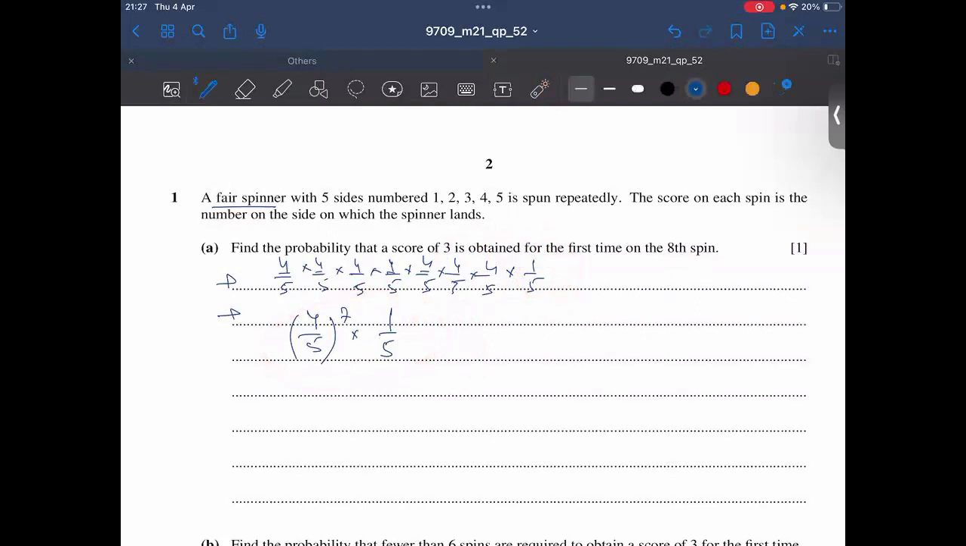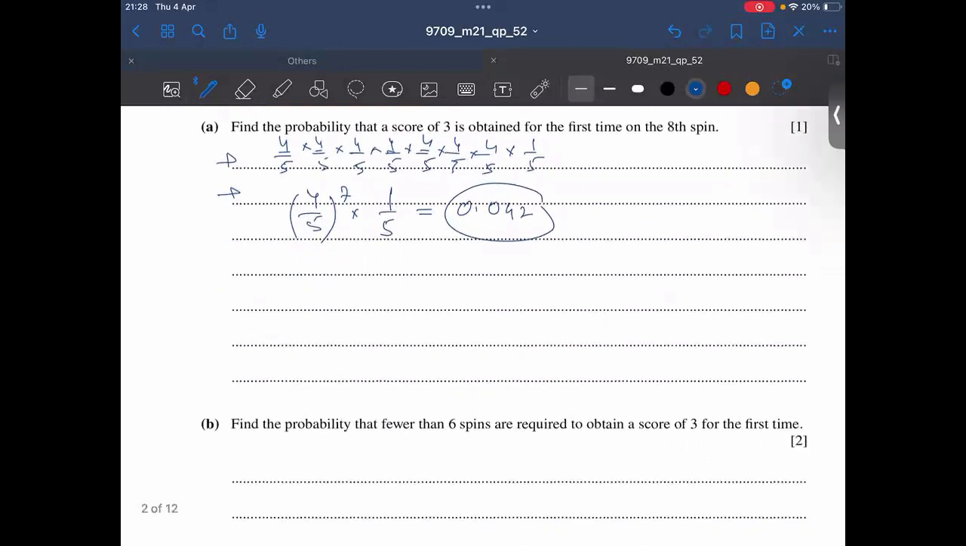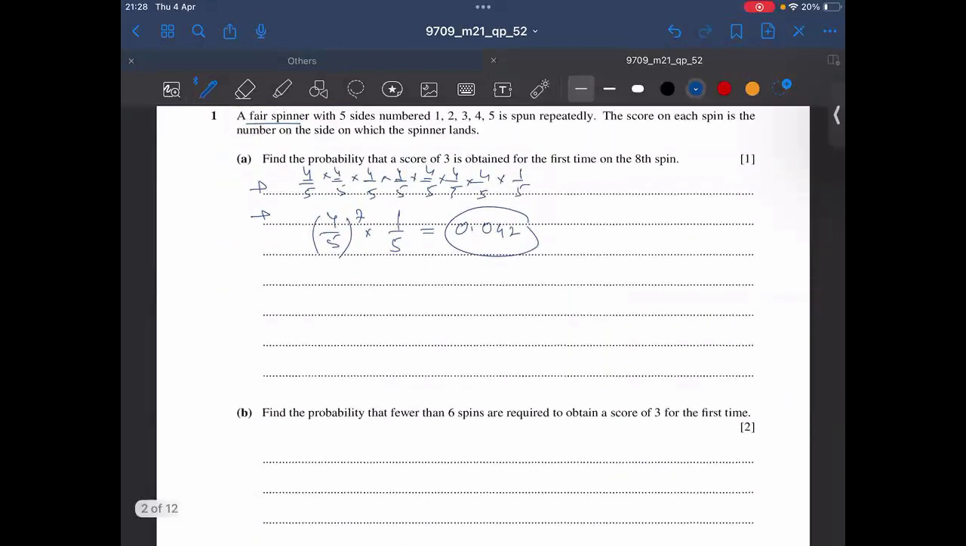And what is going to be the answer then? 4 divided by 5 to the power of 7 into 0.2, which is 0.042. All right. Is it clear or not? Both of you.